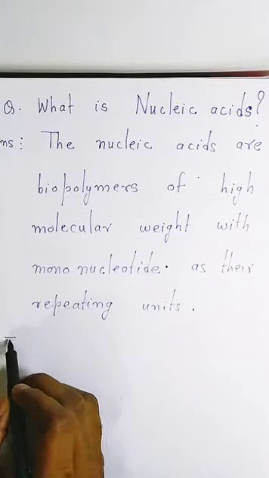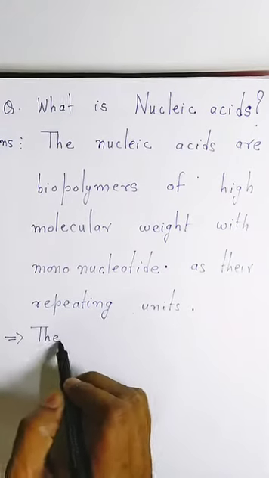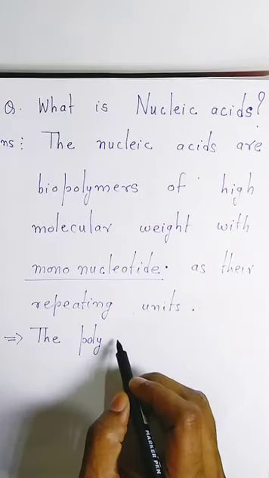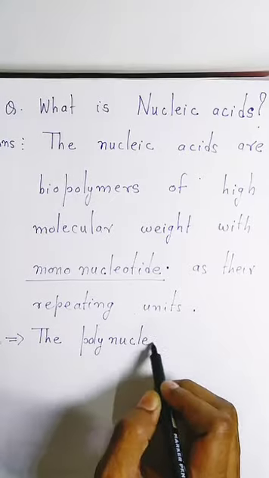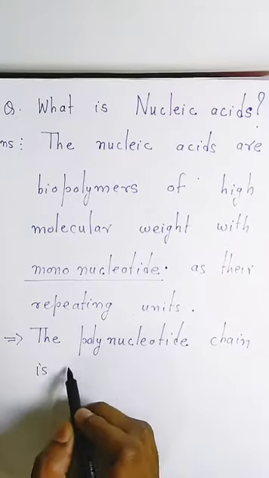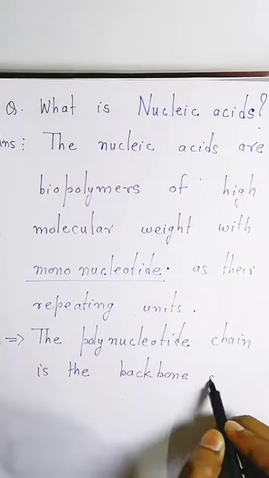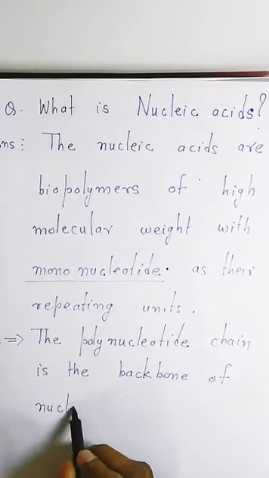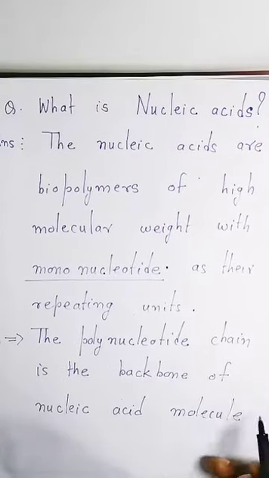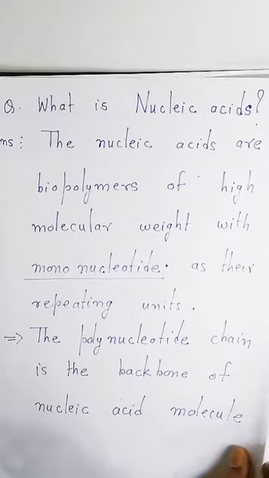Now, students, in nucleic acid, the polynucleotide chain is the backbone. Here we already told you mononucleotide. It is made up of polynucleotides. The chain is the backbone of the nucleic acid molecule. So, students, nucleic acid is made up of a polynucleotide chain. Understood, students? This is about what nucleic acid is.